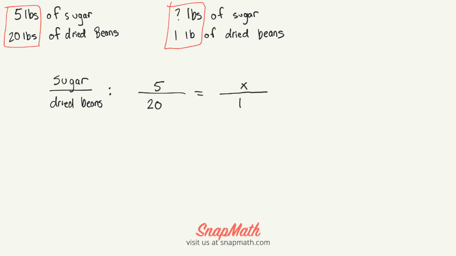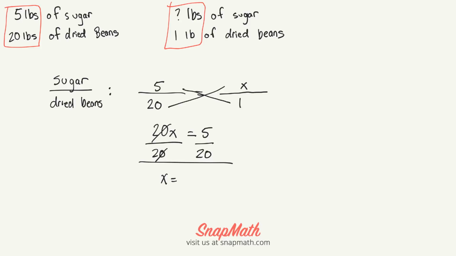So the next thing we do is we just cross multiply. So we're going to multiply 5 times 1, and we're going to multiply 20 times x. So that's going to give me 20x equals 5. And then what I do there is I divide by 20 on each side to isolate x. x will equal 5 over 20, and then we can reduce those both by 5, so it'll be 1/4.